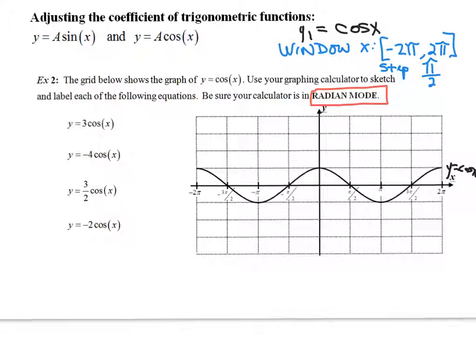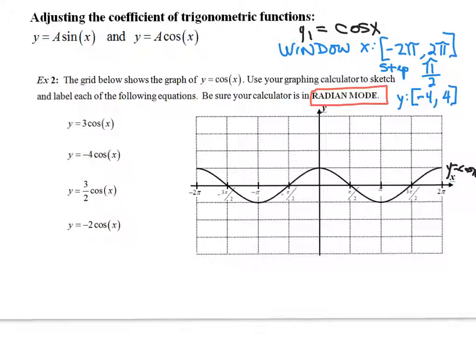We're going to count by pi over 2, so make the step be pi over 2. Now you'll take a look at your y-axis here. For my y-axis, it's okay to go with a low value of -4 and a high value of 4, and go ahead and count by ones. Now we're just going to be doing the graph on our calculator. We're not going to be making a table of values.